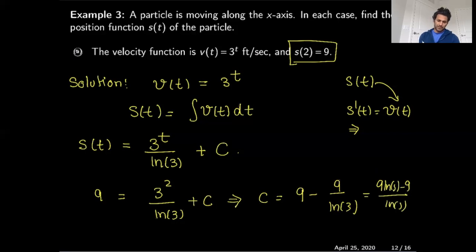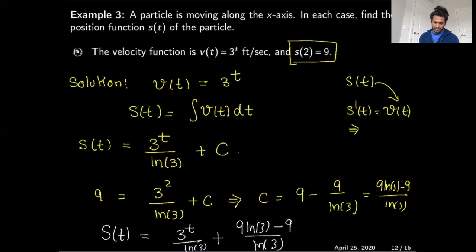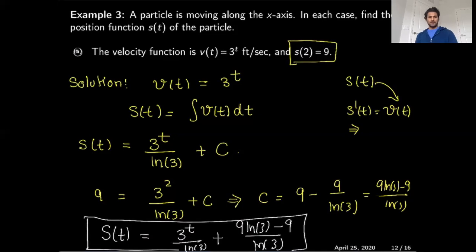So therefore, what is your final solution for s of t? Your s of t is 3 to the power t divided by natural log of 3, plus 9 natural log of 3 minus 9 divided by natural log of 3. That's your final answer. So if you want to go from velocity to distance, you have to take the antiderivative because you have to undo the derivative.